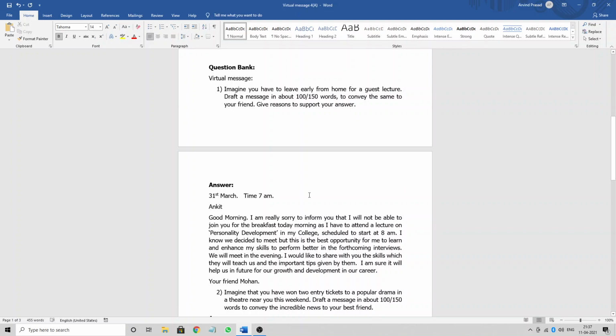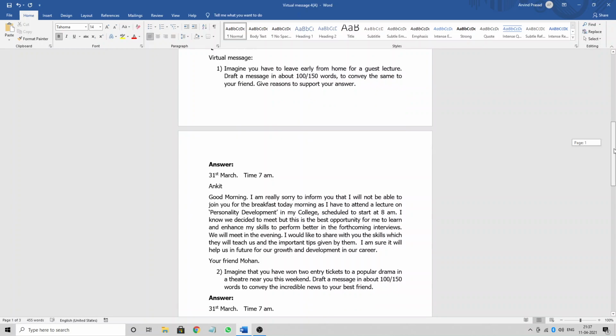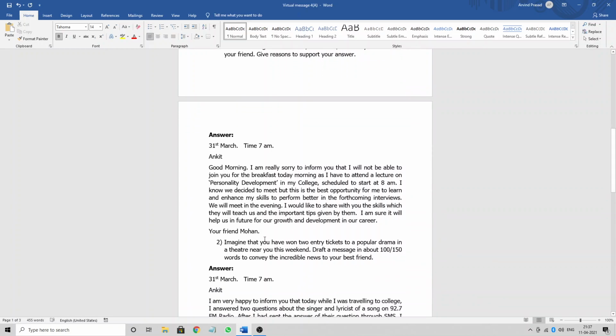Students, I have written first the date, then the time. The message is addressed to Ankit. Then comes the message and then the sender's name, which is your friend Mohan.